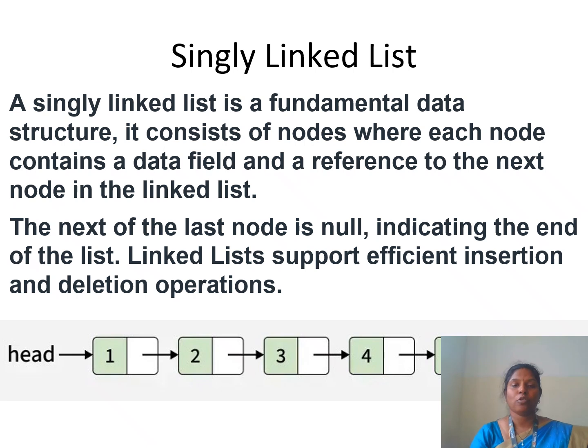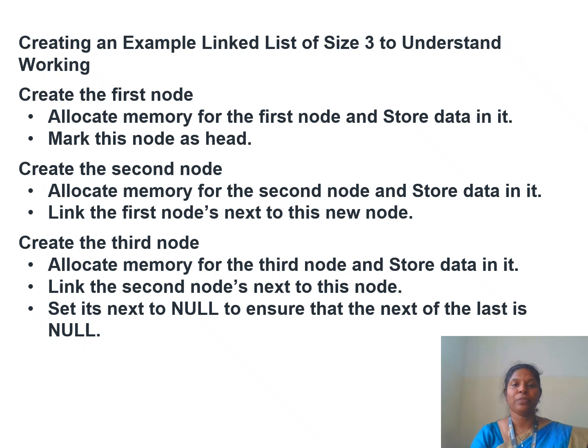And then second topic is singly linked list. A singly linked list is a fundamental data structure. It consists of nodes where each node contains the data field and the reference to the next node. It is the linked list. The next of the last node is null, indicating the end of the list. Linked lists support efficient insertion and deletion operations.